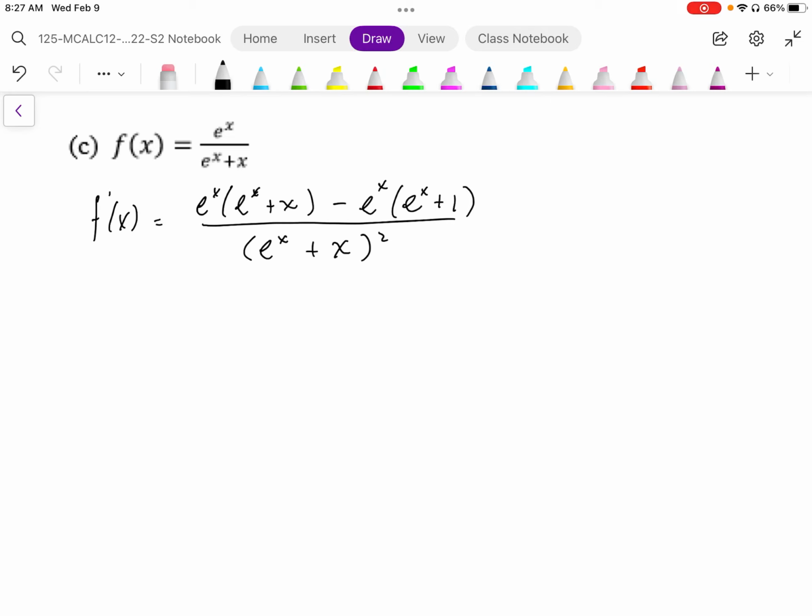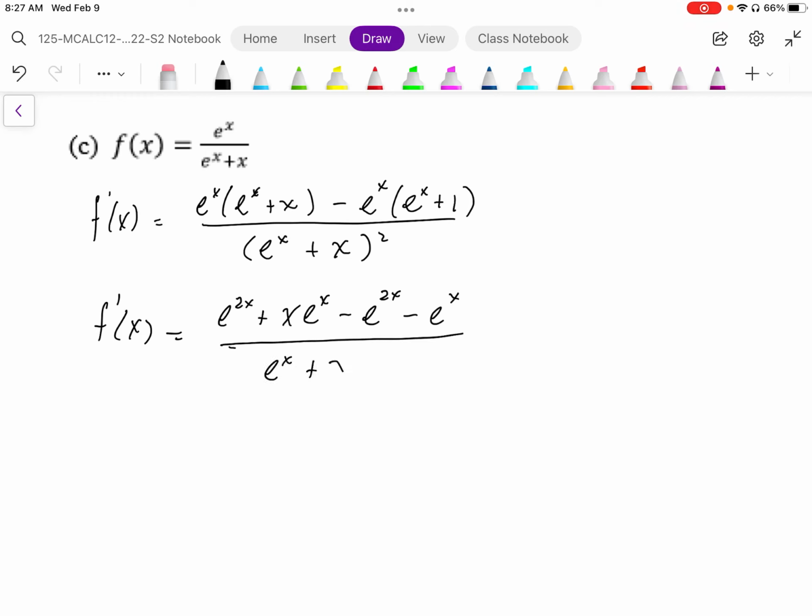Now, it's really important to try to simplify this the best we can, because the second derivative is going to be really messy if I don't simplify this. So I'm going to simplify this expression. I'm going to just first of all multiply this all out. 2x plus x e to the x minus e to the 2x. So it looks like those e to the 2x's will cancel out, minus e to the x. Okay, and that's all over e to the x plus x all squared.